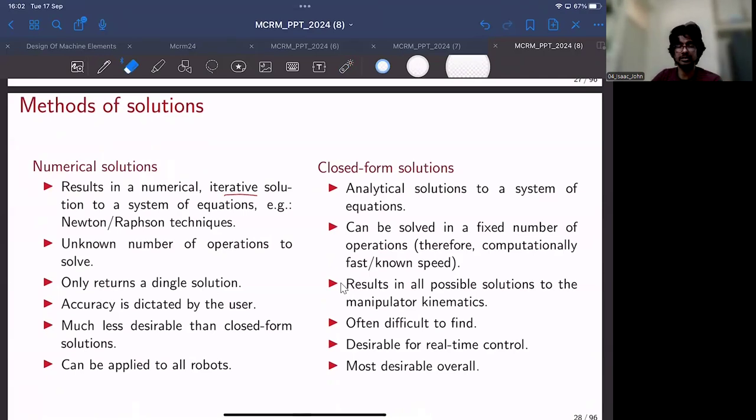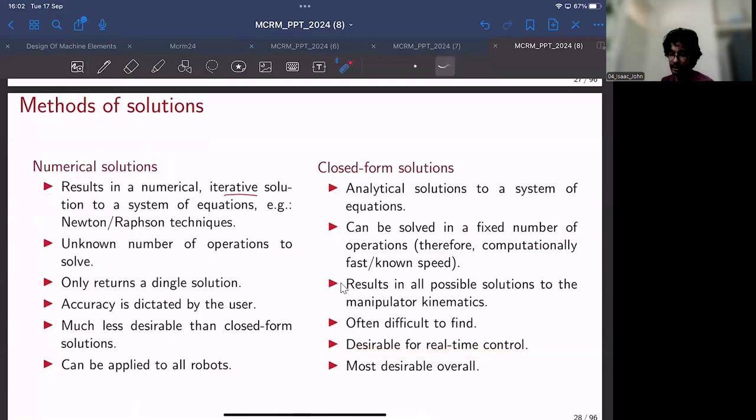Depending on the initial guess, or the initial condition you provide, it'll converge to a local minimum. As a result, you will only be able to get a single solution. But in an analytical method, you will be able to obtain all the possible solutions. Numerical is much less desirable than closed form because it may be a bit slow in real-time applications. Since analytical is much faster, it is applied for real-time control.